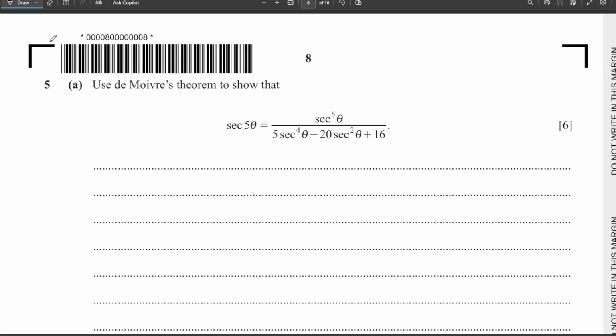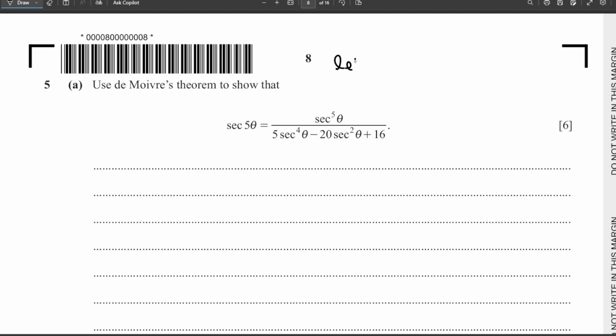So question 5 is using De Moivre's theorem to show that secant 5 theta is equal to a secant power 5 and all this on the denominator here. Just a quick recall of what De Moivre's theorem is.